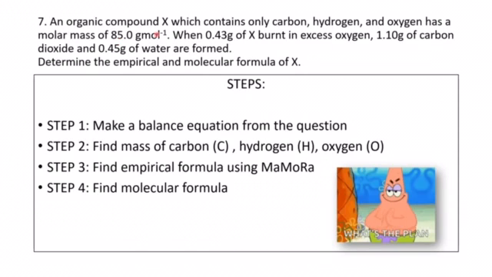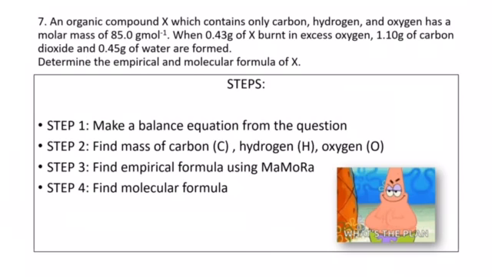An organic compound X which contains only carbon, hydrogen and oxygen has a molar mass of 85 gram per mole. When 0.5 gram of X is burned in excess oxygen, 1.50 gram of carbon dioxide and 0.5 gram of water are formed. Determine the empirical and molecular formula of X. So we need to find the empirical and molecular formula of X. There are 4 steps for you to follow.